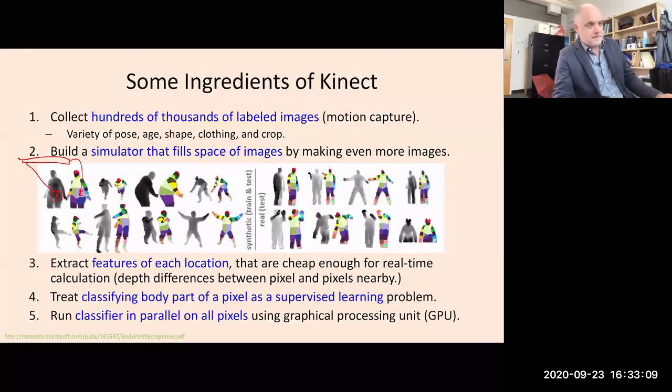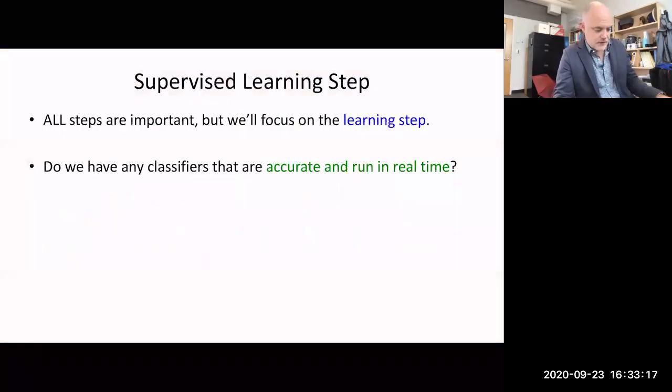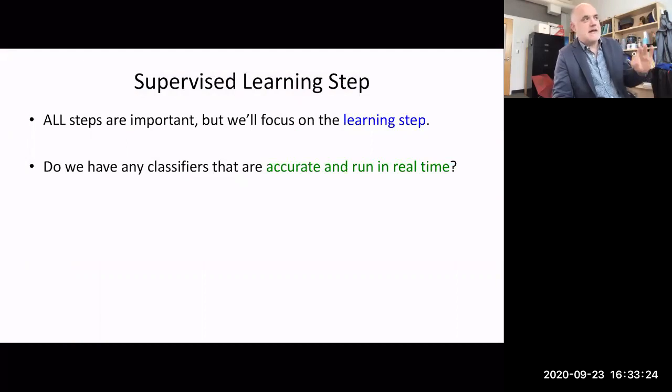Good. Then if you have a GPU and you're running on an Xbox, you can run the classifier in parallel on all the pixels using a GPU, for instance. And of course, as always, all these steps are important, but we're going to focus on the learning step. The question is, out of our stable of classifiers, do we have any that are both very accurate and run in real time?